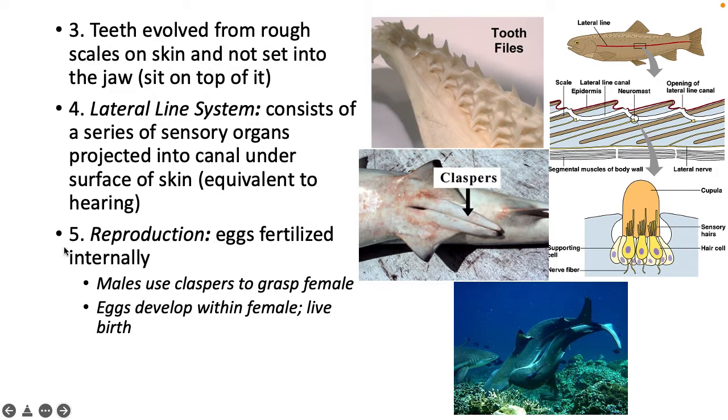Reproduction, eggs fertilized internally. So you'll see on your dogfish shark, if you have a male, claspers, how they help grasp the female during the process of copulation. And then the eggs develop within the female, and then they give live birth.